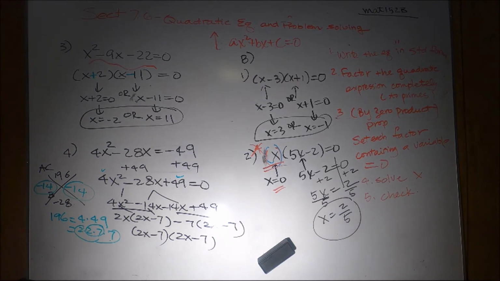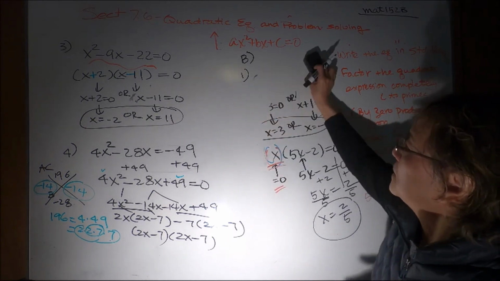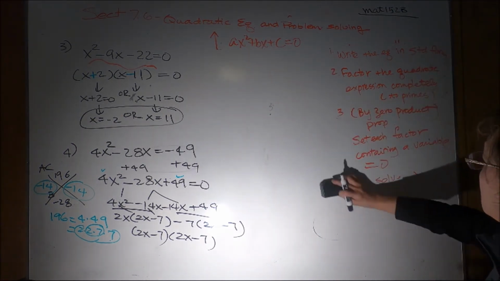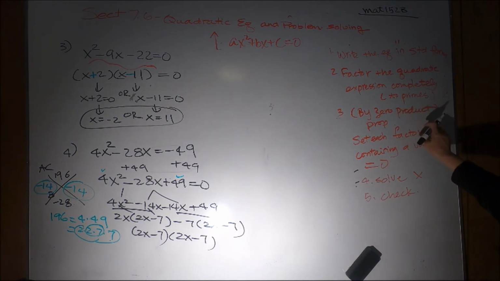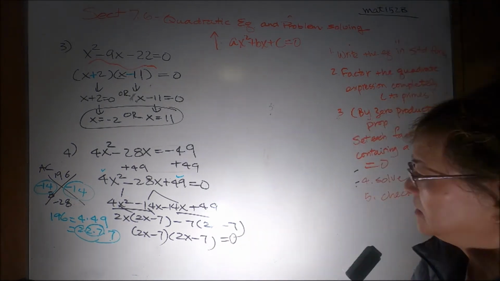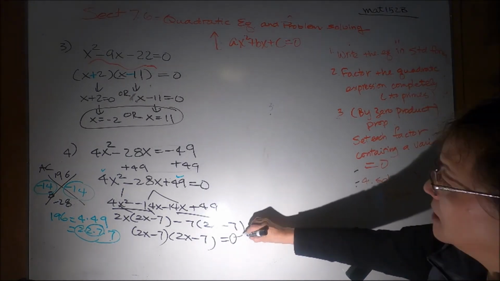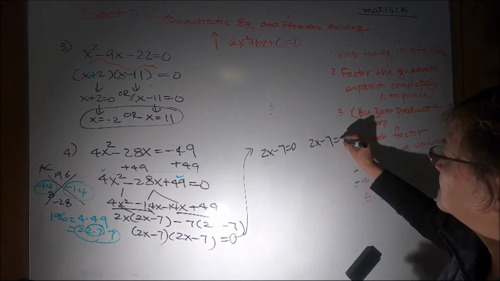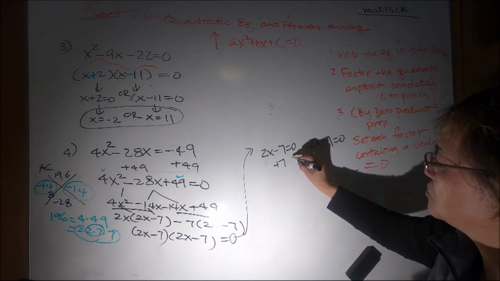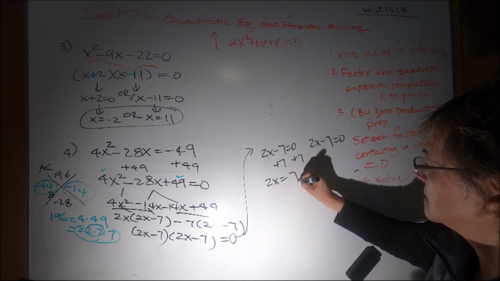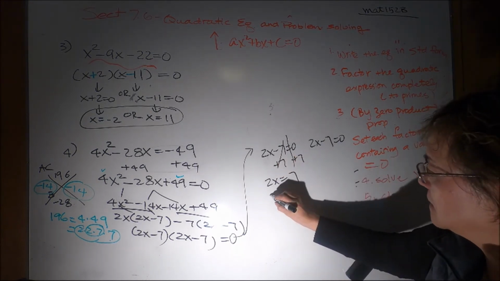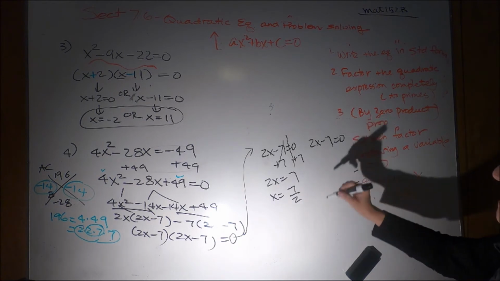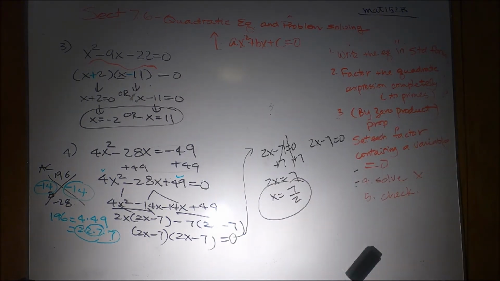Then what? You factor the quadratic expression completely into all the primes, right? Then what do you do? You use the zero product property. So this one is 0. Then by zero product property, we will set what? Each one is 0. It just happens they are the same. Then you solve this one. So 2x is 7, right? And x is what? 7 halves. Then this is the same. So that will be your answer.